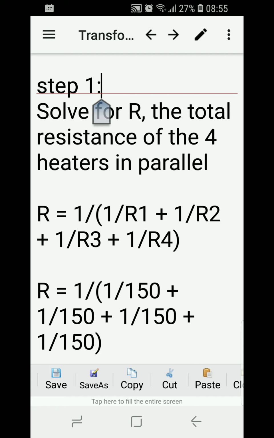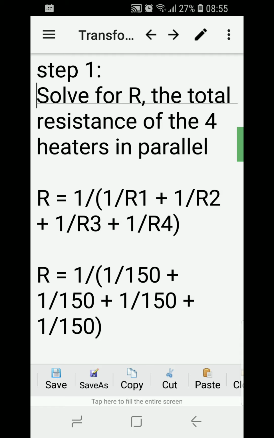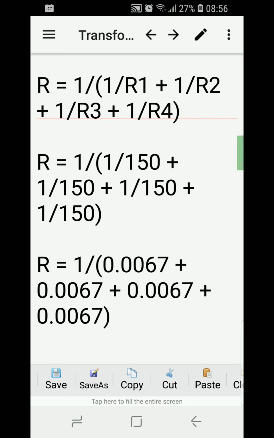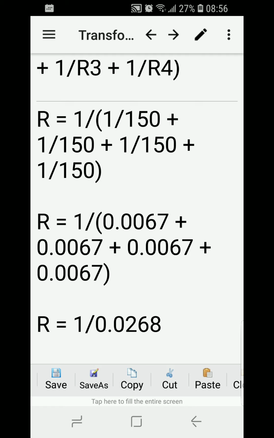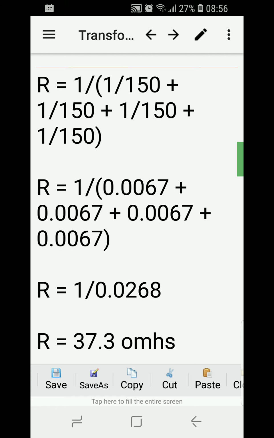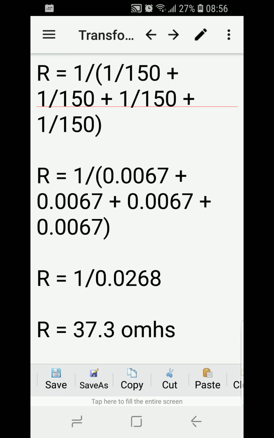So then we get R is equal to 1 over the quantity of 1 over 150 plus 1 over 150 plus 1 over 150 plus 1 over 150. So there's 4 of them. So we get R is equal to 1 over 0.0067 plus 0.0067 plus 0.0067 plus 0.0067. Simplifying, we get R is equal to 1 over 0.0268, and so we get the total resistance of the circuit as 37.3 ohms.